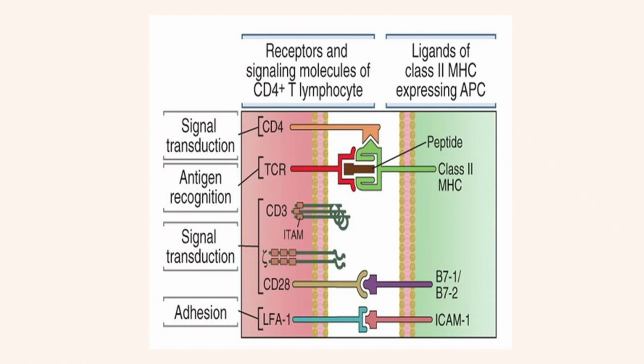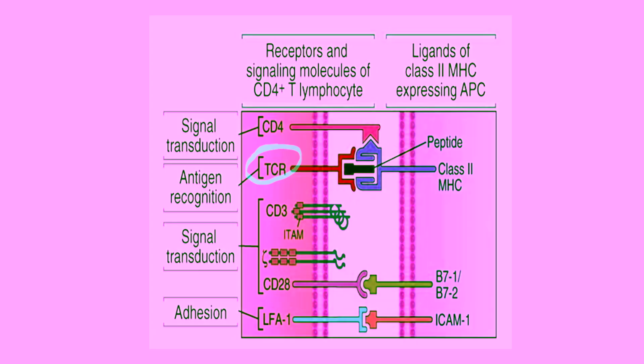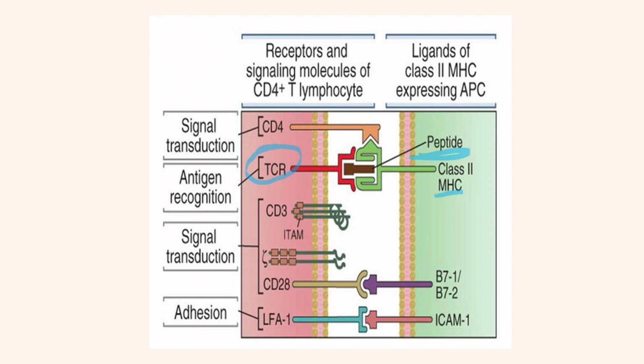Two signals are required for T cell activation. The first is antigen recognition, when the TCR recognizes the peptide presented by the class II MHC molecule. We also see here that the CD4 co-receptor binds and recognizes the MHC molecule, which helps strengthen the signaling. While the TCR itself is not able to transmit signals into the cell, it has to rely on the CD3 complex that contains signaling regions called ITAMs, and these actually initiate the signal transduction.